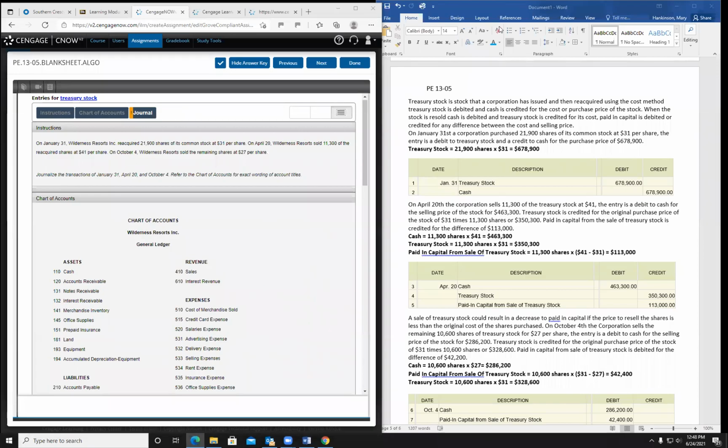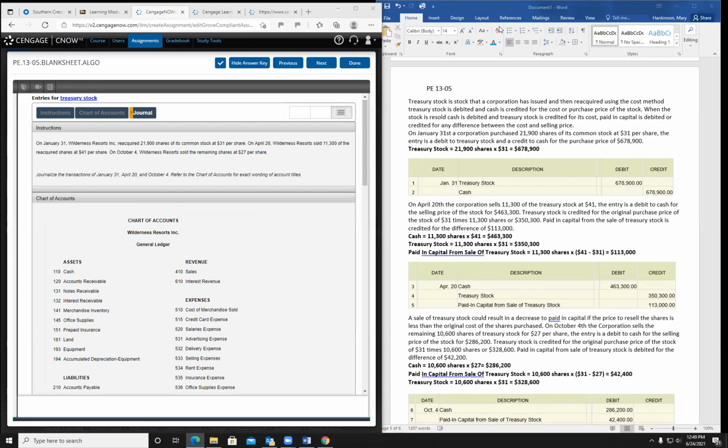Okay, so the next one we're going to look at are entries for treasury stock. Treasury stock is stock that a corporation has issued and then reacquired, using the cost method. Treasury stock is debited and cash is credited for the cost or purchase price of the stock. When the stock is then resold, cash is debited and treasury stock is credited for its cost. And then paid in capital is debited or credited for any difference between the cost and the selling price.